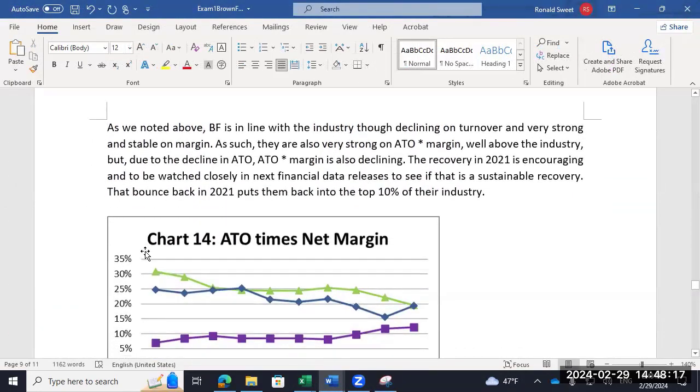So as noted, BF is in line with the industry, though declining on turnover and very strong and stable on margin.